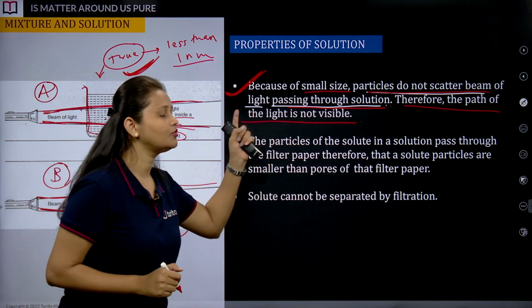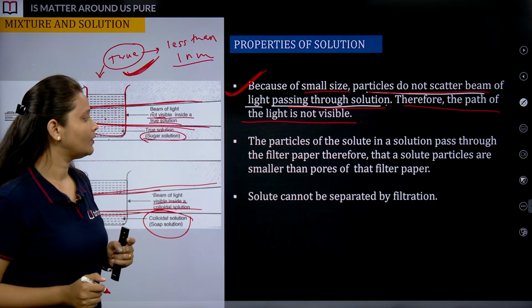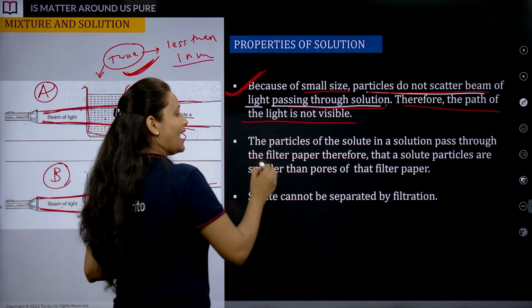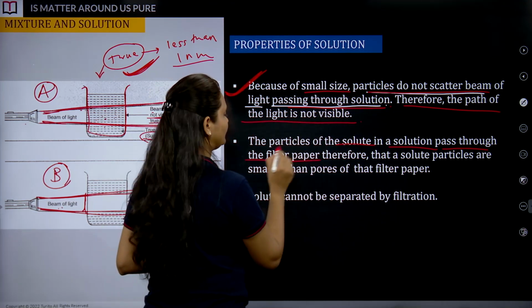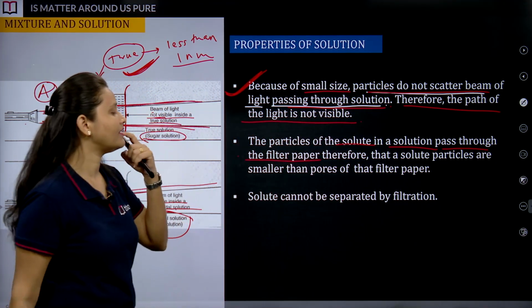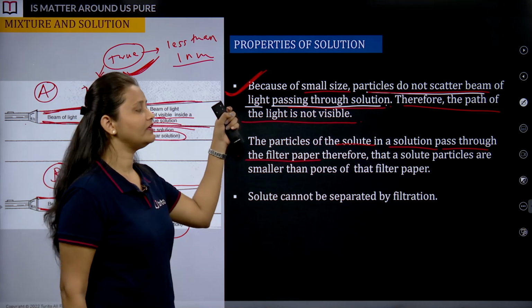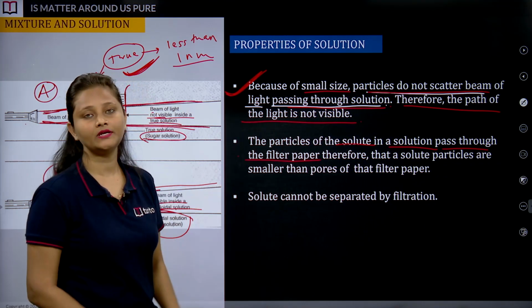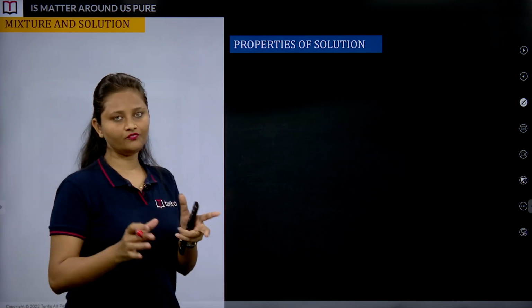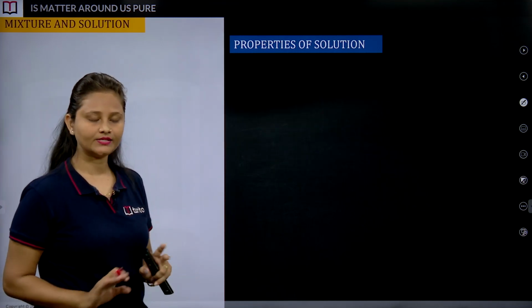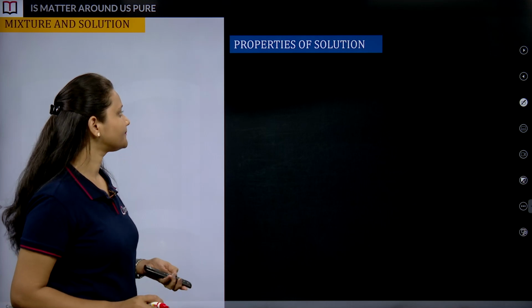So, quickly make a note of this point too. The next property is that the particles of the solute in solution pass through the filter. I will discuss this afterwards. Have we all finished with this property? No scattering of light happens in true solution. That's it. Okay, moving ahead.